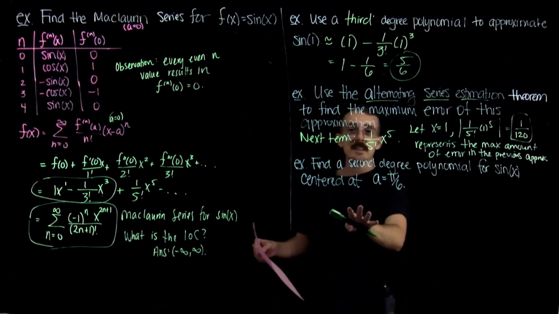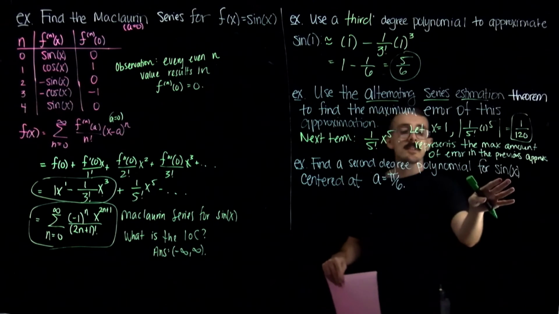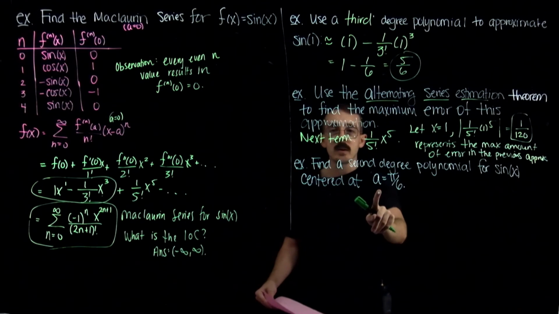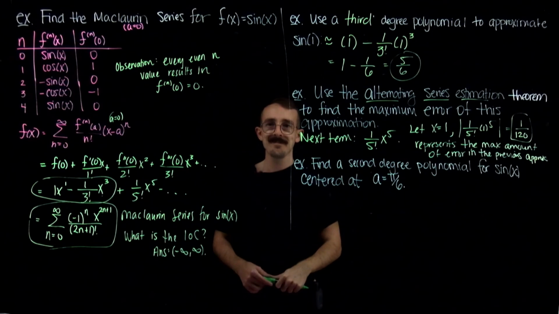OK, and then this last example here, now I'm saying, OK, well, what if I want a second degree polynomial for sine of x, but I want to center it somewhere else? So as soon as I get a working pen, I'm going to come back to this.